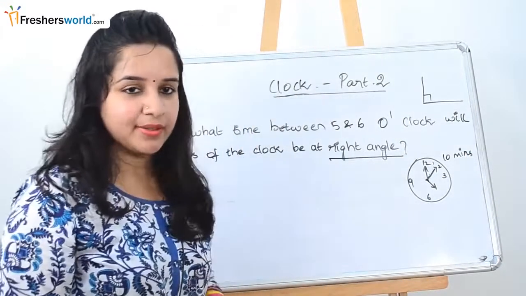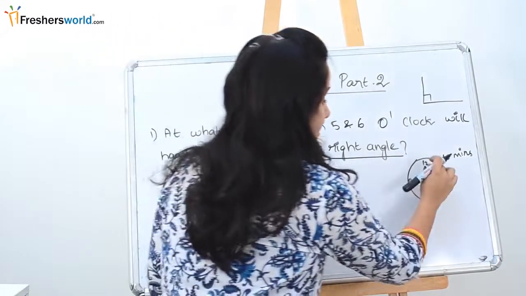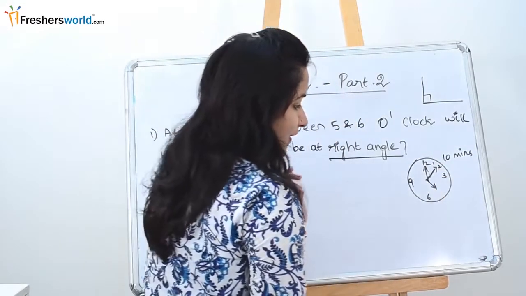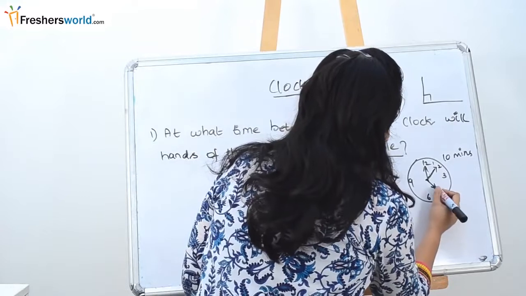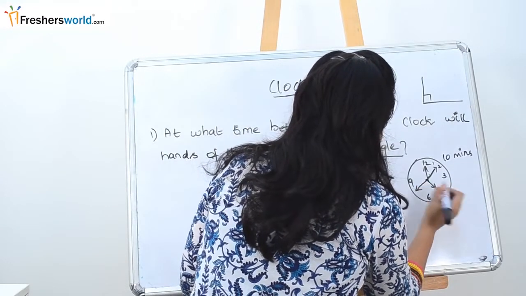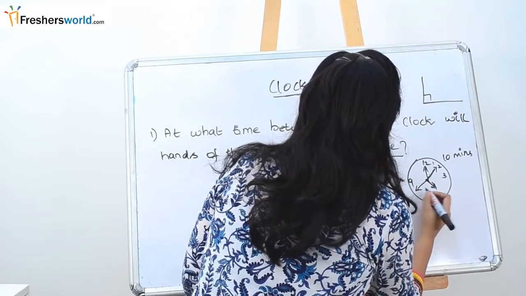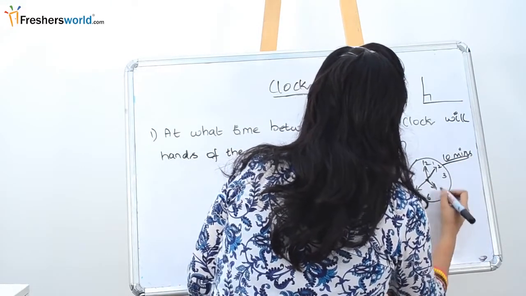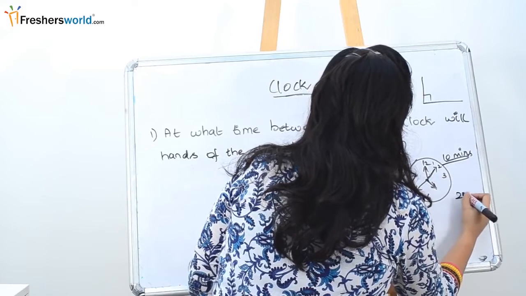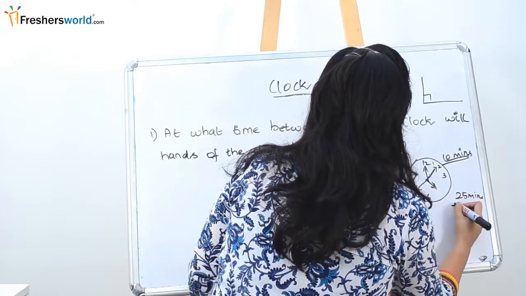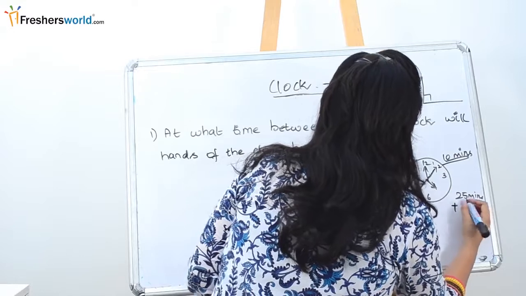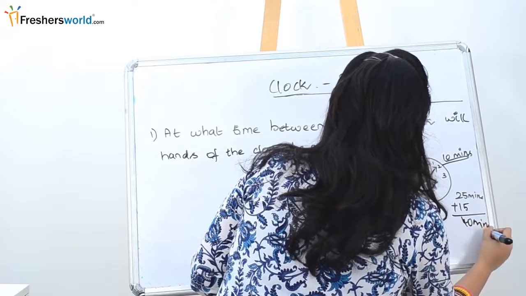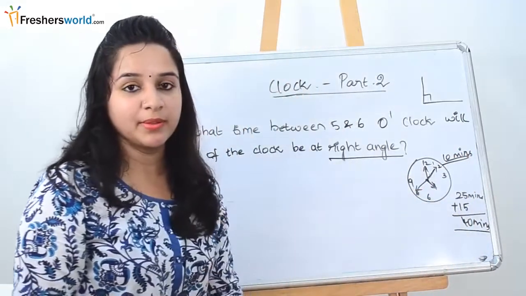Is this the only way they will be at right angle? No. When this long hand passes the hour hand also, they will be at right angle. So when will they be at right angle? Here they will be at 40, so 8 also. So first is 10 minutes. Next, it's already at 25 minutes, which is nothing but at 5 o'clock plus 15 minutes, 40 minutes. So 10 minutes of gain and 40 minutes of gain.